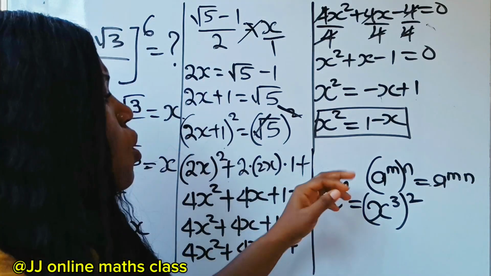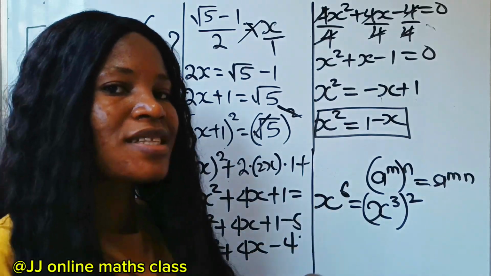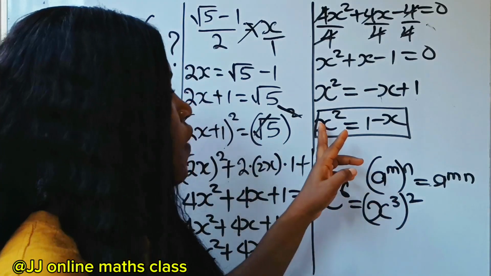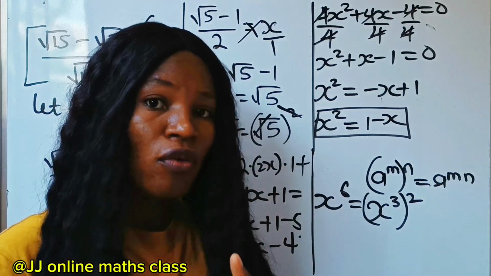All right, so that is why I tried to get x squared, because from this I can get my x to the power of 3. How? If I multiply x to the power of 2 by x, I'll get x to the power of 3.